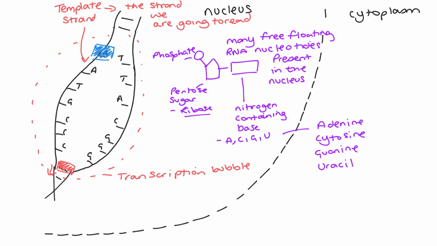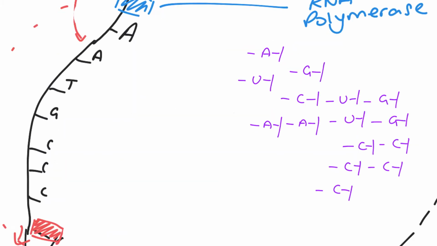So I'm just going to make this diagram a little bit bigger so we can actually see what's going on internally at the template strand. I'm also just going to delete the non-template strand just because it's going to get in the way of our drawing. Okay, but it hasn't gone away. I just am going to rub it out so that we can see what's going on the template strand. So like we mentioned before, there are millions of these free-floating RNA nucleotides that are present within the nucleus, and so I've just drawn a few here.